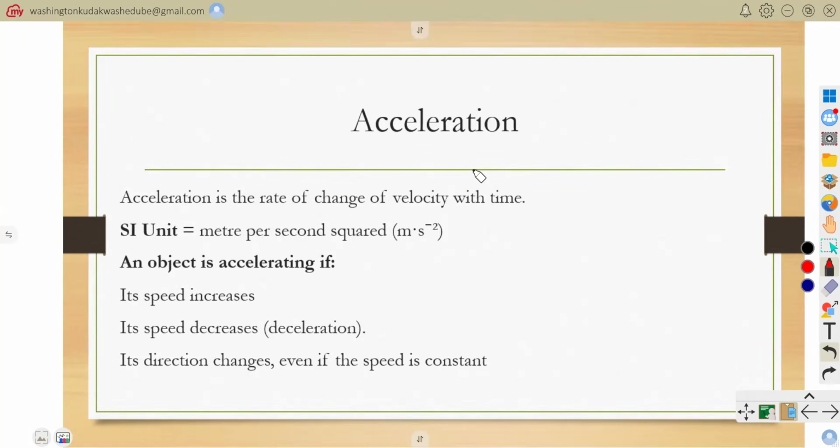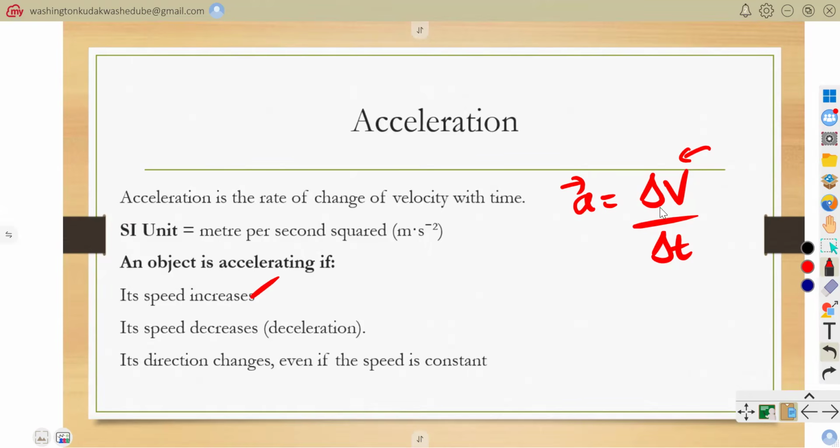Also, we need to define what we mean by acceleration. So we know that acceleration is the rate of change of velocity, which is change in velocity divided by the change in time. And our SI unit of acceleration is meters per square second. An object might be said to be accelerating only if its speed changes.